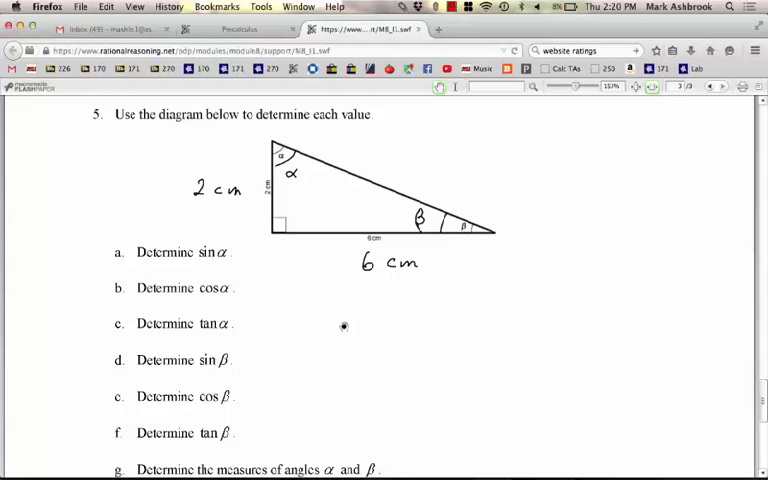Okay, no calculator. We want exact results, we want exact expressions for all these without finding the angle. So we want exact expressions. No calculator.